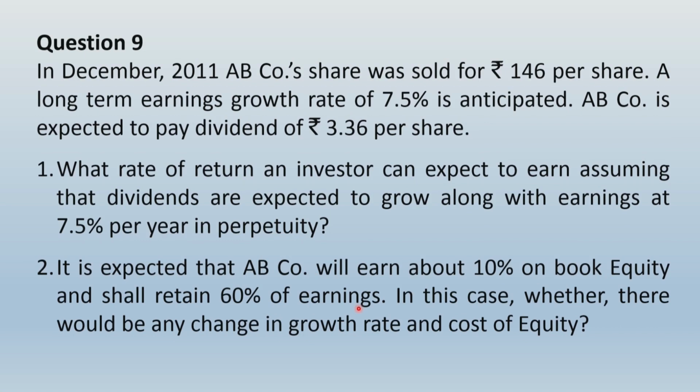That means whatever earnings the company has, 60% of that will be retained. In other words, the dividend payout ratio would be 40%. Now you have to accommodate this information for determining the revised growth rate and the cost of equity. So let us see how to present the answer for this second part.